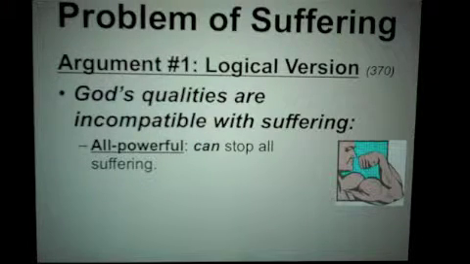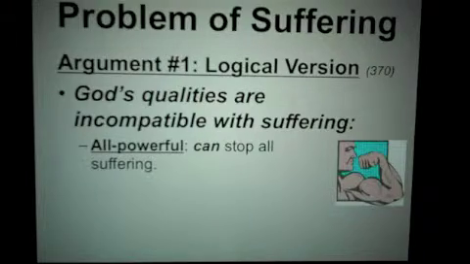So there's a bunch of different versions of this problem of suffering argument. The first and probably most common version of it is what's typically called a logical version, because it tries to offer a fairly deductive version that just says all these premises logically show us, guarantee, that there is no God. And in a sense, it's trying to point out that the standard qualities we attribute to God are literally inconsistent or incompatible with the existence of suffering in our world.